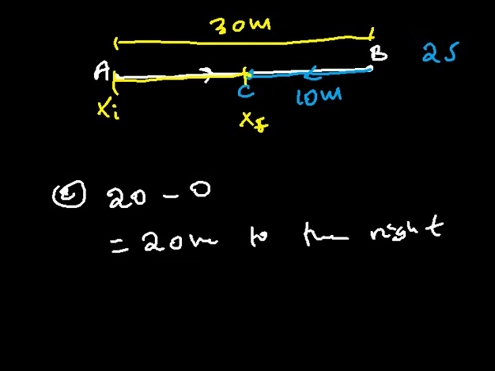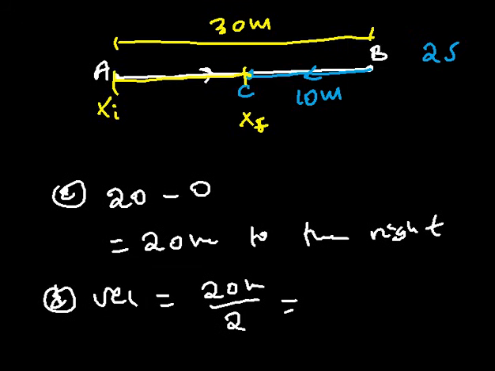And how about the velocity? Velocity will be 20 meters divided by the time taken, which is 2 seconds. That will be 10 meters per second to the right as well. That is what you get as the velocity.